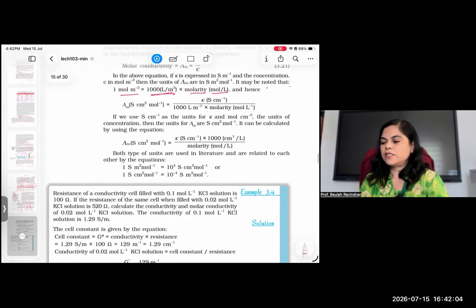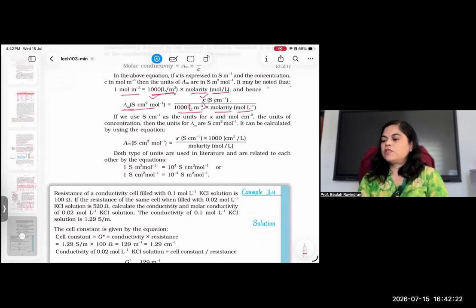Hence, the molar conductivity is equal to, in terms of kappa in Siemens per centimeter, 1000 liter per meter cube into molarity. Molarity is measured in mole per liter. So with the unit you have to write, then only it will be tallied. Now check with the unit: Siemens per centimeter, liter per mole. 1 liter and liter inverse cancel, then mole becomes mole inverse, it goes up. Then meter cube, you have to convert that into centimeter.